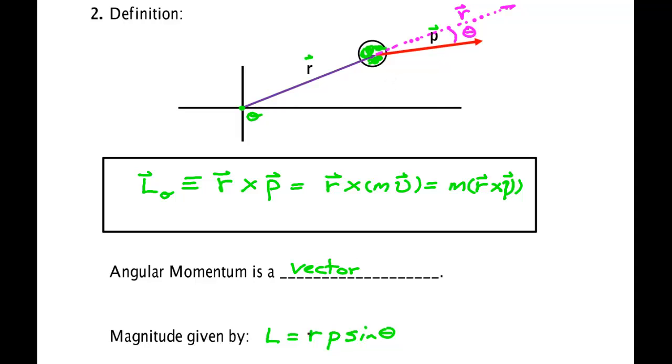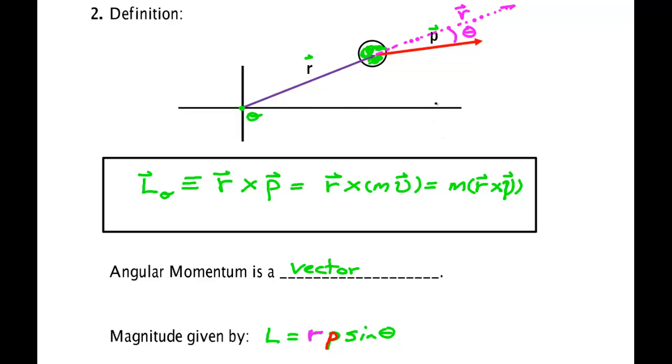And what this formula says, this is the length there. In fact, I'll just put it in that color. That's the length r. P is the length of the red arrow. And then you have the sine of theta.